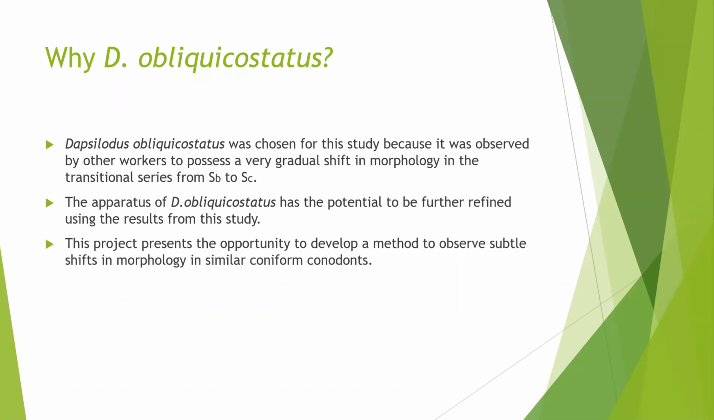We chose to study Dapsilotus obliquicostatus because the apparatus of the species contains a symmetry transition series in the S elements of the assemblage. These consist of the SA, SB, SC, and the M elements. For the purpose of this study, the SB and SC elements are of the most importance, as the gradation from SB to SC is extremely fine and makes any attempt to distinguish between them with the naked eye nearly impossible. To remedy this, we can turn to software to help us make these fine distinctions.